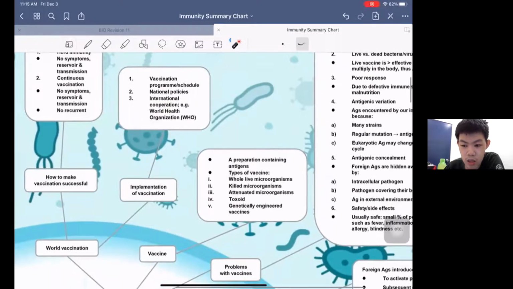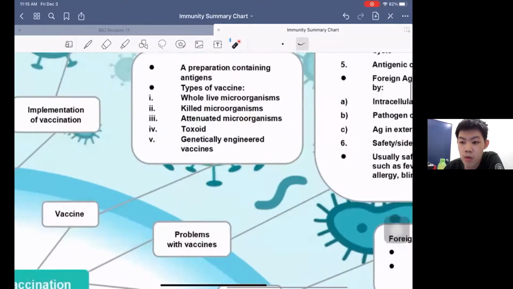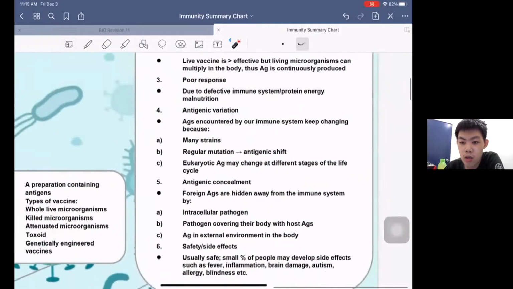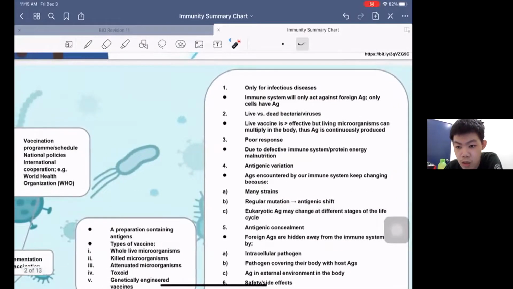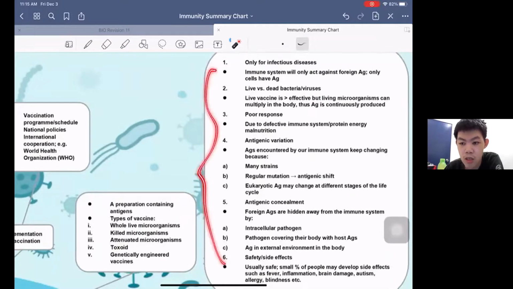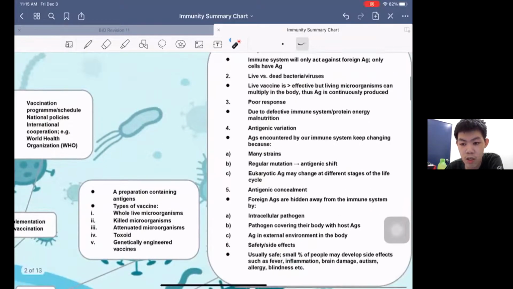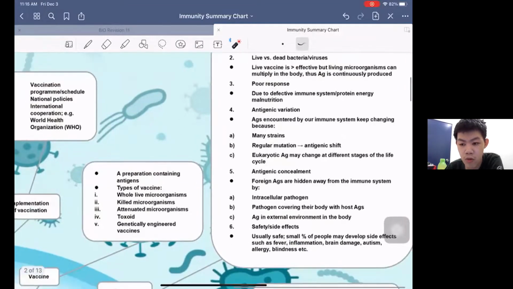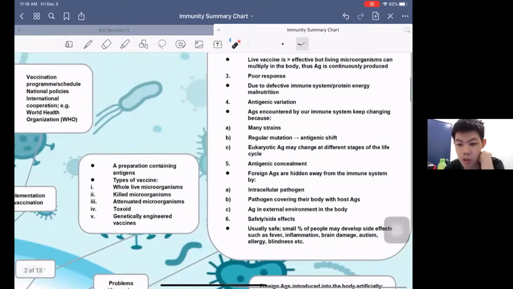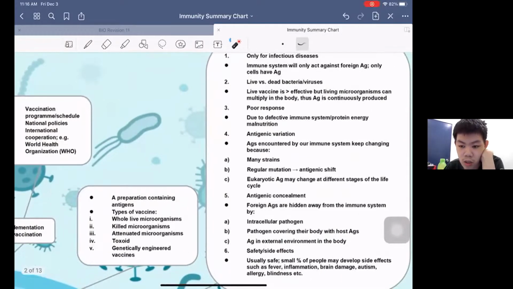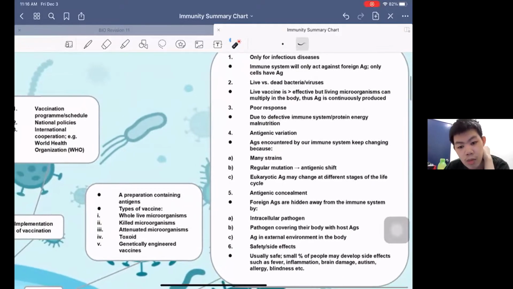And then you also have the problems with vaccines. Problems with vaccines include: it works only for infectious diseases because only cells have antigens; a live vaccine is more effective, but it can multiply in the body by mitotic division; poor response due to malnutrition or poor diet; antigenic variation because of many strains; antigenic shift; eukaryotic antigens can change in different stages; antigenic concealment; and also there are side effects for vaccines.